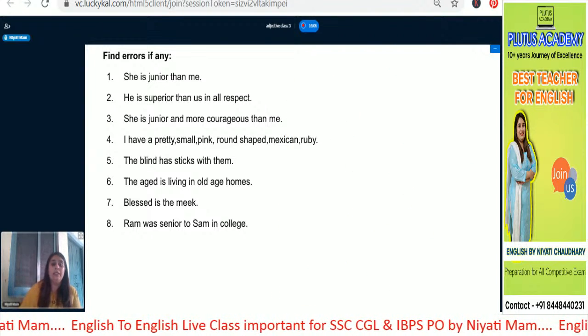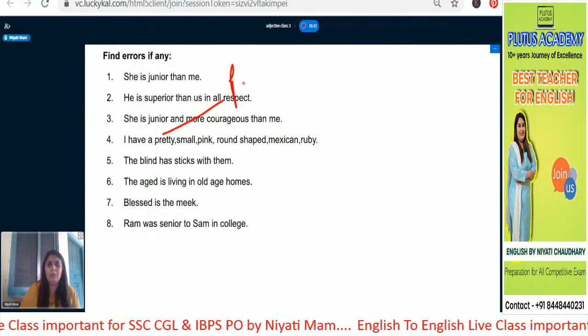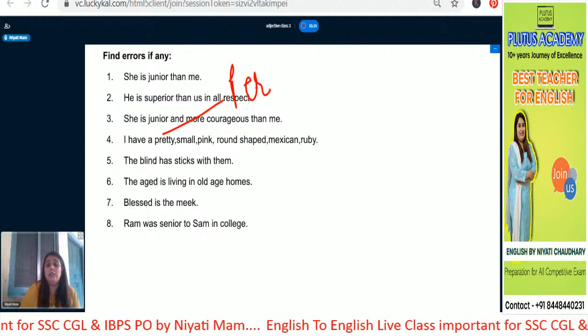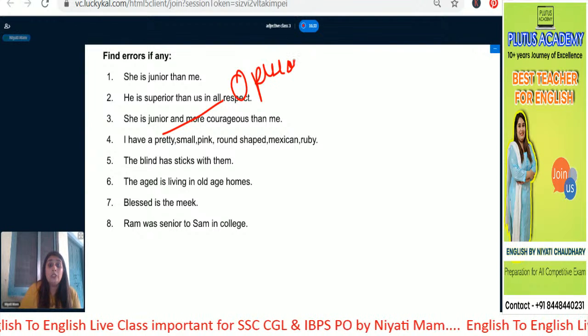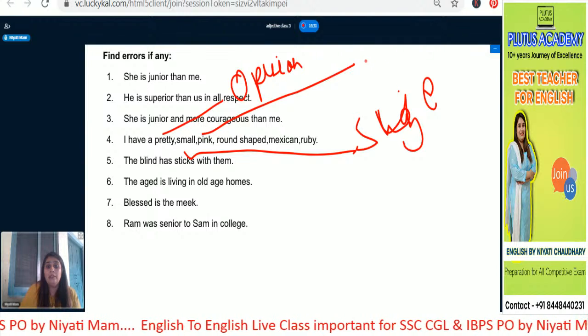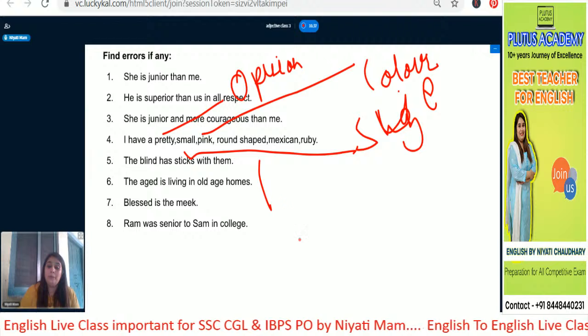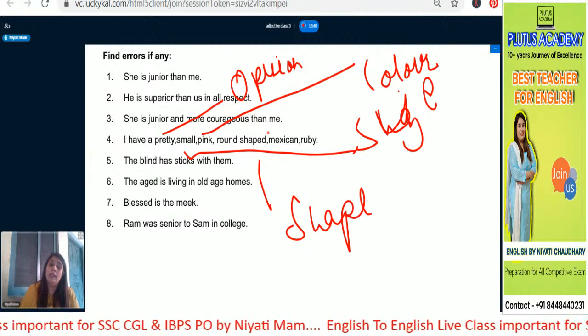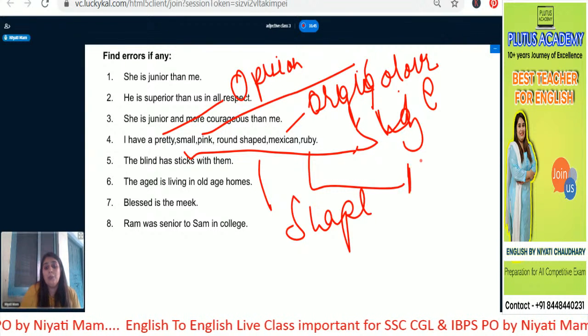Now let us consider the sentence. I have pretty. Pretty is of course my personal opinion. Maybe I found it pretty, and for you it is ugly. Opinion. Small. This is size. Pink. It is color. Round is shape. Mexican is origin. And ruby is what? Material.